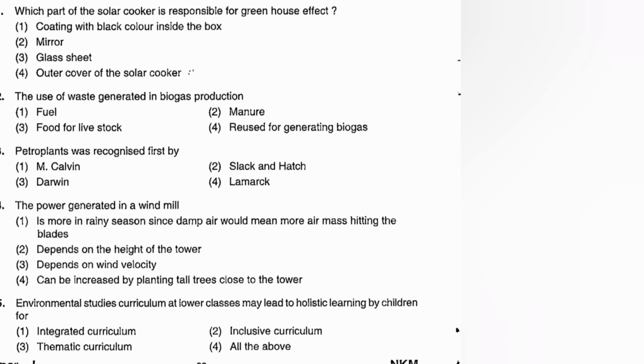Petro plants were recognized first by Calvin and Hatch. Recognized high efficiency oil producing plants. The power generated in a windmill depends on wind velocity. Environmental studies curriculum at lower classes may lead to holistic learning by children, option 4, all of the above. Integrated thematic inclusive curriculum helps children connect multiple subjects.